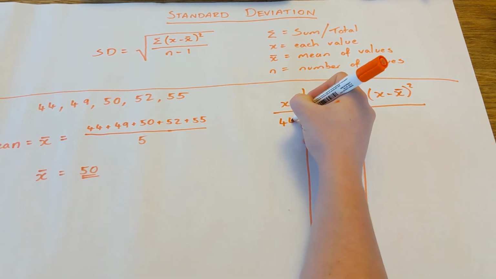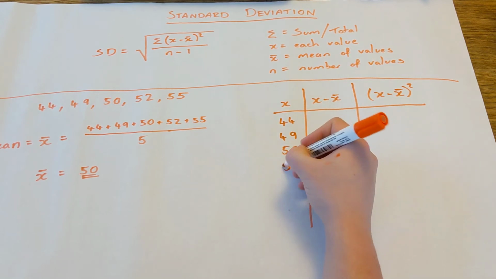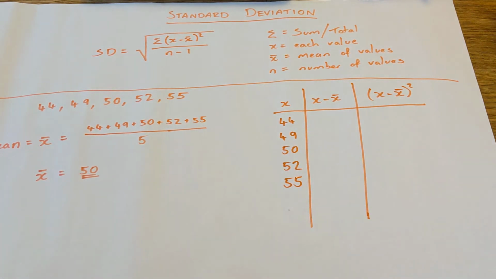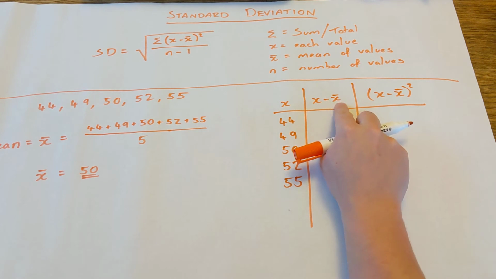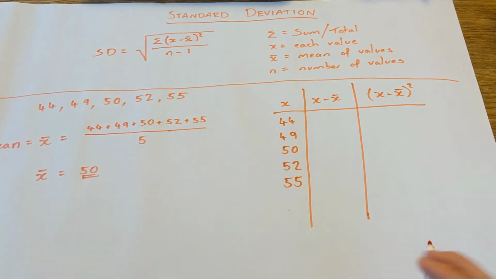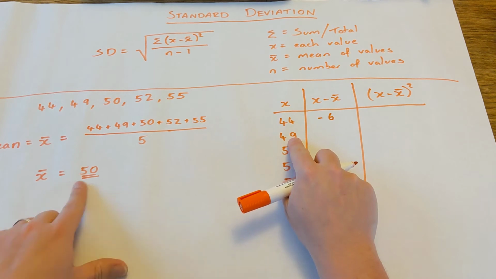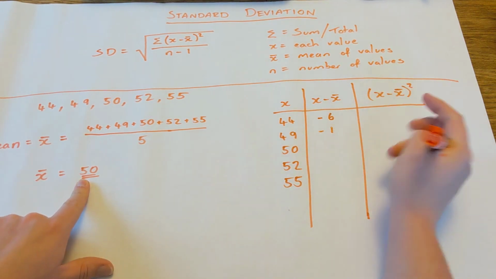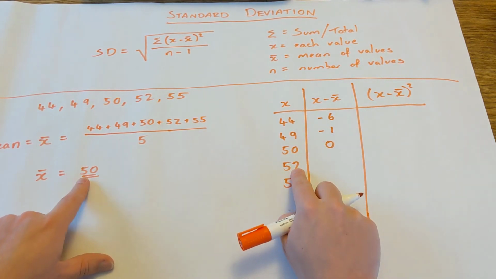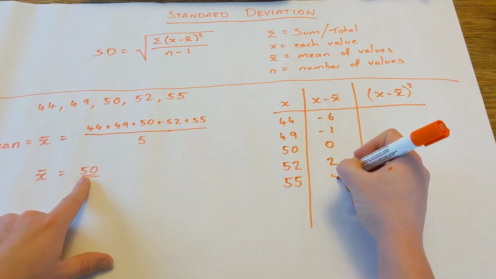So we've got 44, 49, 50, 52, and 55. Our next column is x take away the mean. So we're going to do 44 take away 50, because that was our mean. So that's going to be minus 6. So we've got 49 take away 50 is minus 1. 50 take away 50 is 0. 52 take away 50 is 2. And 55 take away 50 is 5.